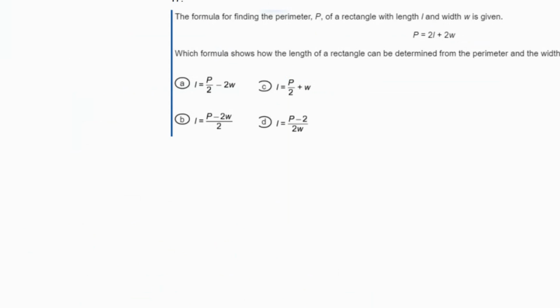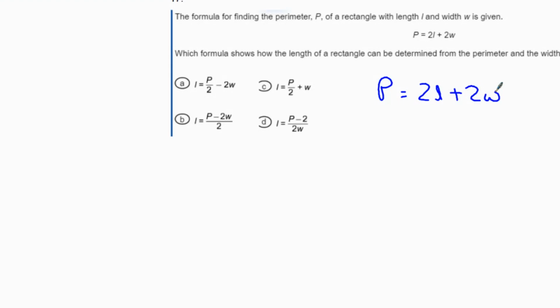Number 17, and we've done, y'all, I know we've done this one many times. Number 17 says, here's the formula for the perimeter. Which formula shows how to find the length, so we're solving for L if we know the perimeter and width. So start by just writing your formula down. I'm going to make my L's a little cursive just so I can tell the difference between an L and a 1. I'm trying to get the L alone.